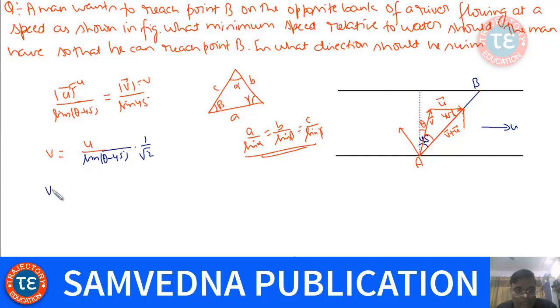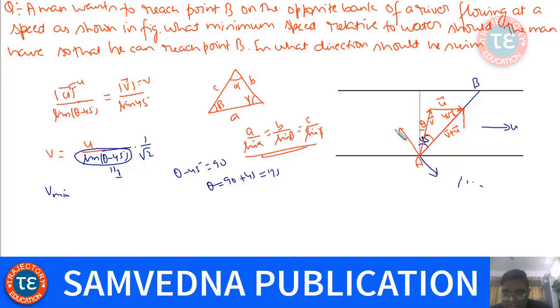So what will be v min? v will be minimum if this value is 1. v is minimum if this value is 1. But this value will be 1 when theta minus 45 is 90 degrees, and that will give you a very absurd value of theta, that is 90 plus 45, 135. 135 means the velocity has to be in this direction. There is no river in this direction. So that simply means what?